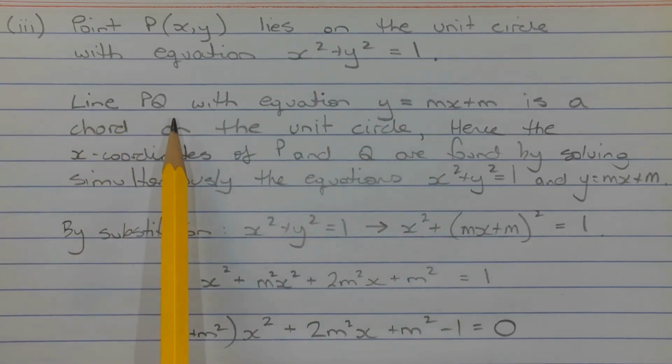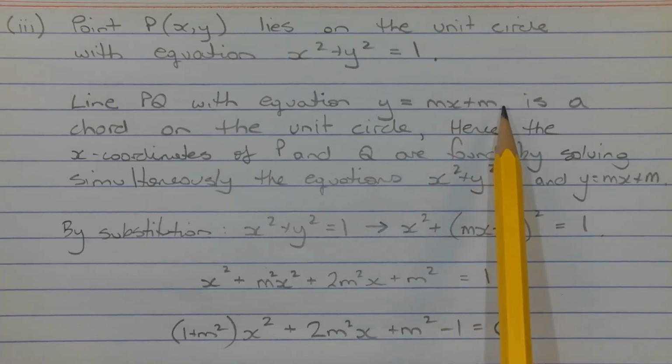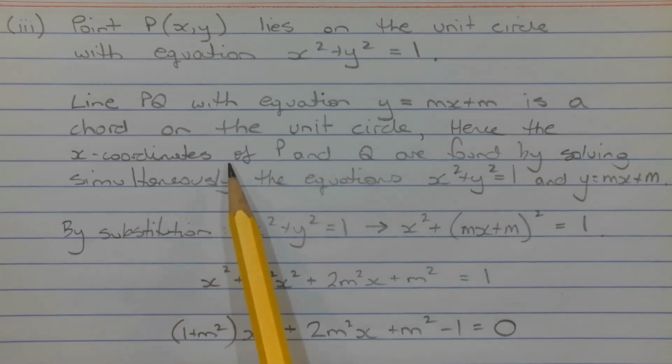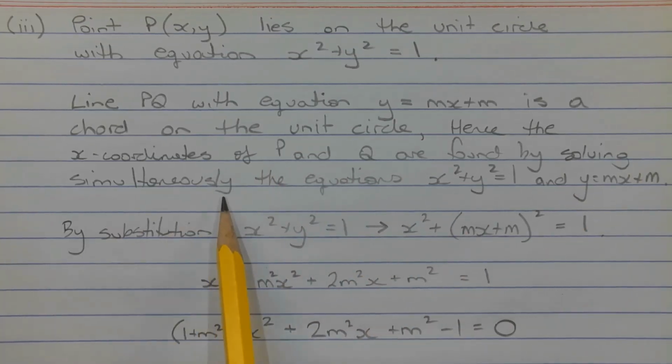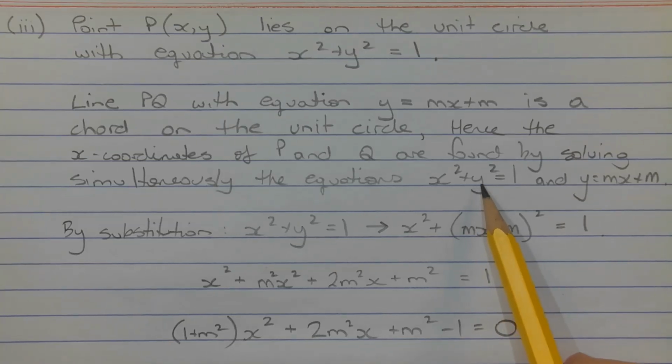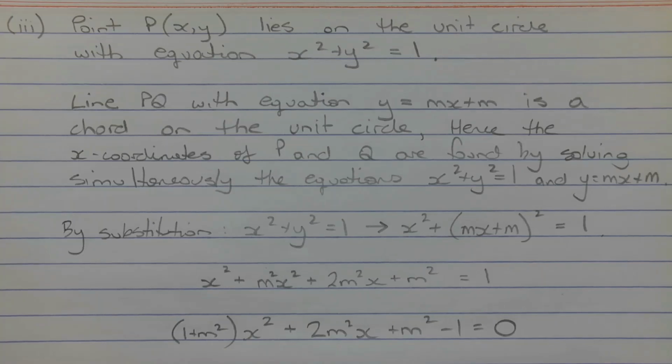Now, line PQ with equation y equals mx plus m, which we found in part 2, is a chord on the unit circle. That means it contacts the unit circle in two places. Hence, the x-coordinates of P and Q are found by solving simultaneously the equations x squared plus y squared equals 1 and y equals mx plus m. So by substitution, in place of y in x squared plus y squared equals 1, I'm going to substitute mx plus m. So the equation becomes x squared plus (mx plus m) squared equals 1.